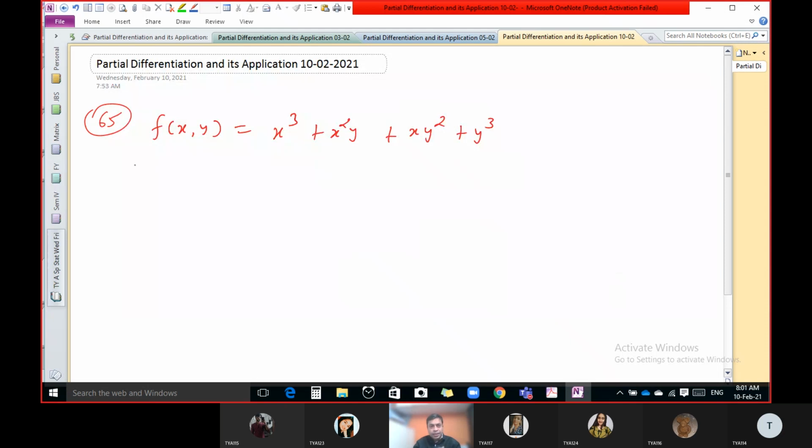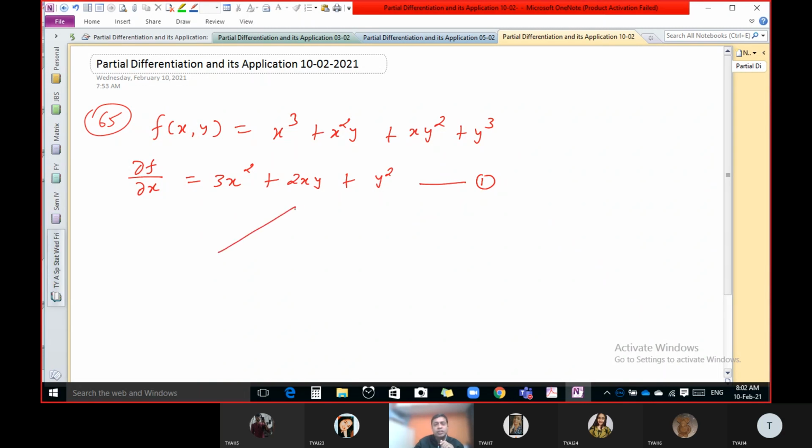So first, del f upon del x. How to calculate this? Assume y is a constant and differentiate. What is the derivative of x cube? 3x square. Plus 2xy, since y is a constant, 2x into y as it is, plus y square. Plus 0, since y cube is a constant, so no need to write 0. Let us say this is equation 1.